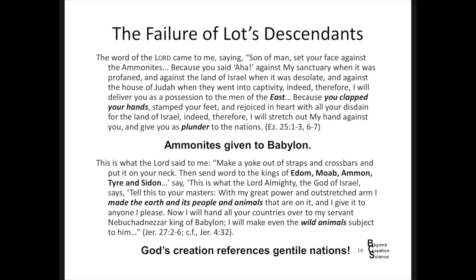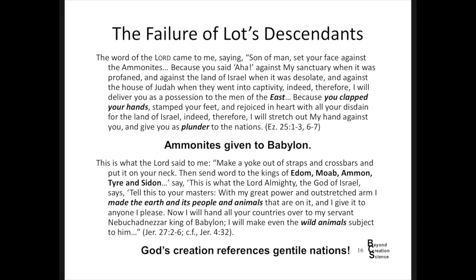Same ones mentioned in Deuteronomy 2. Tyre and Sidon has a past history with David and Solomon. And say, this is what the Lord Almighty, the God of Israel, says. Tell this to your masters, with my great power and outstretched arm, I made the earth and its people and animals that are on it, and I give it to anyone I please. Note the creation reference there.